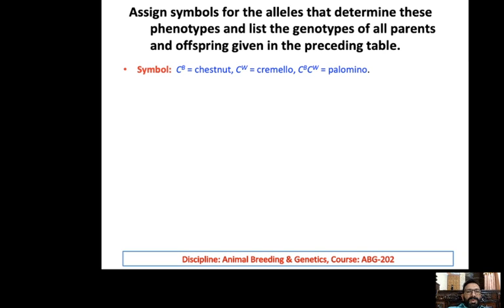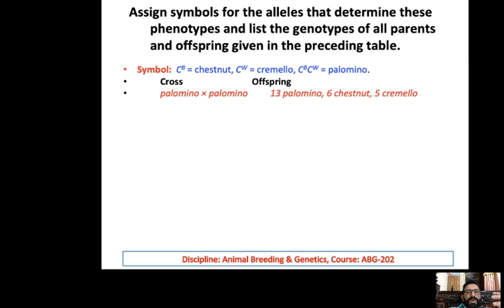Or in simple words, you can say capital C, small c, combined together, that's the Palomino. That could be the heterozygote. Or you can give symbols in any way. Here we have used CB, CW, and CB CW combined for the heterozygotes. Now the cross one, you can see Palomino with Palomino, so they are heterozygotes. So that's why they are producing three different types of phenotypes.